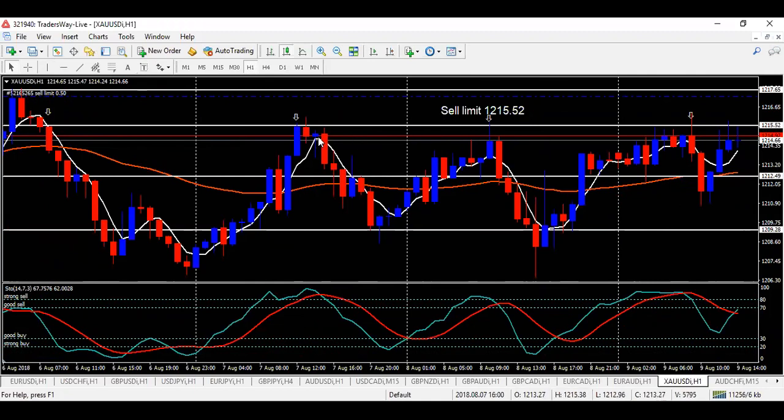Place your resistance line. The number on your resistance line is your sell limit. So once you place this resistance line, whatever number it comes out to, that's your sell limit. Wait for it to come back around and trigger your sell limit. There goes your drop.